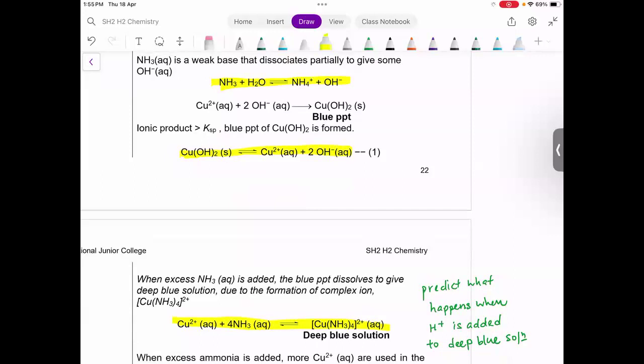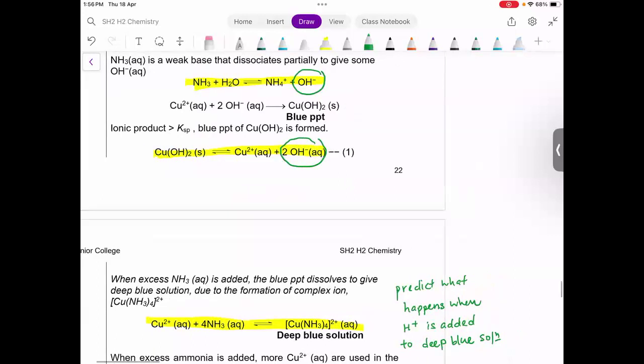It will react with the OH minus. So which OH minus? There are two sources of OH minus: OH minus from your weak base, and OH minus dissolved from your copper hydroxide.